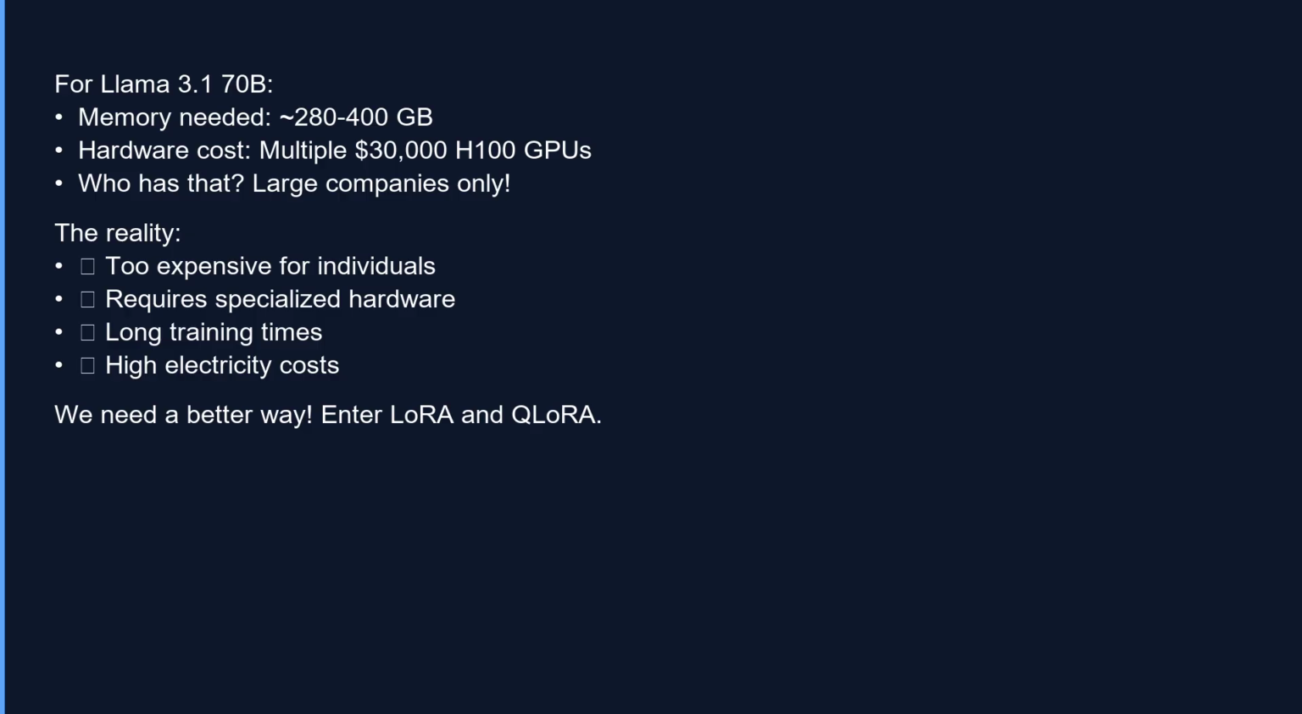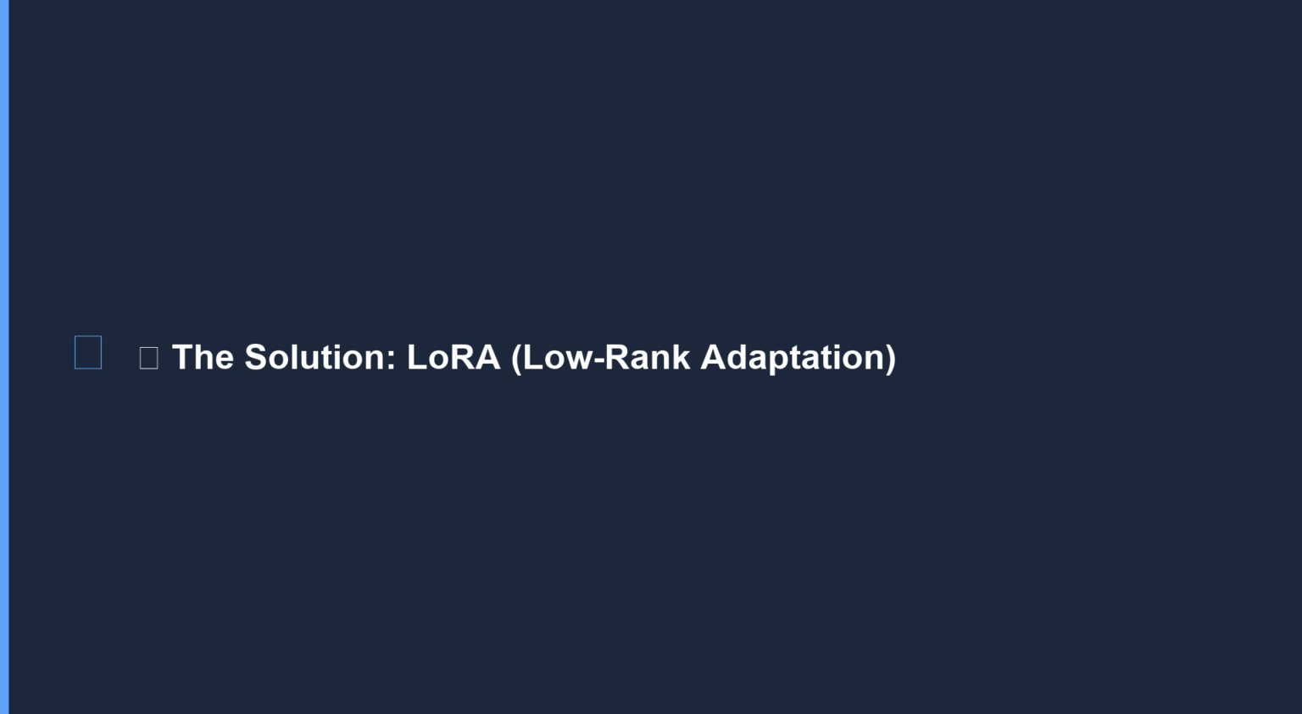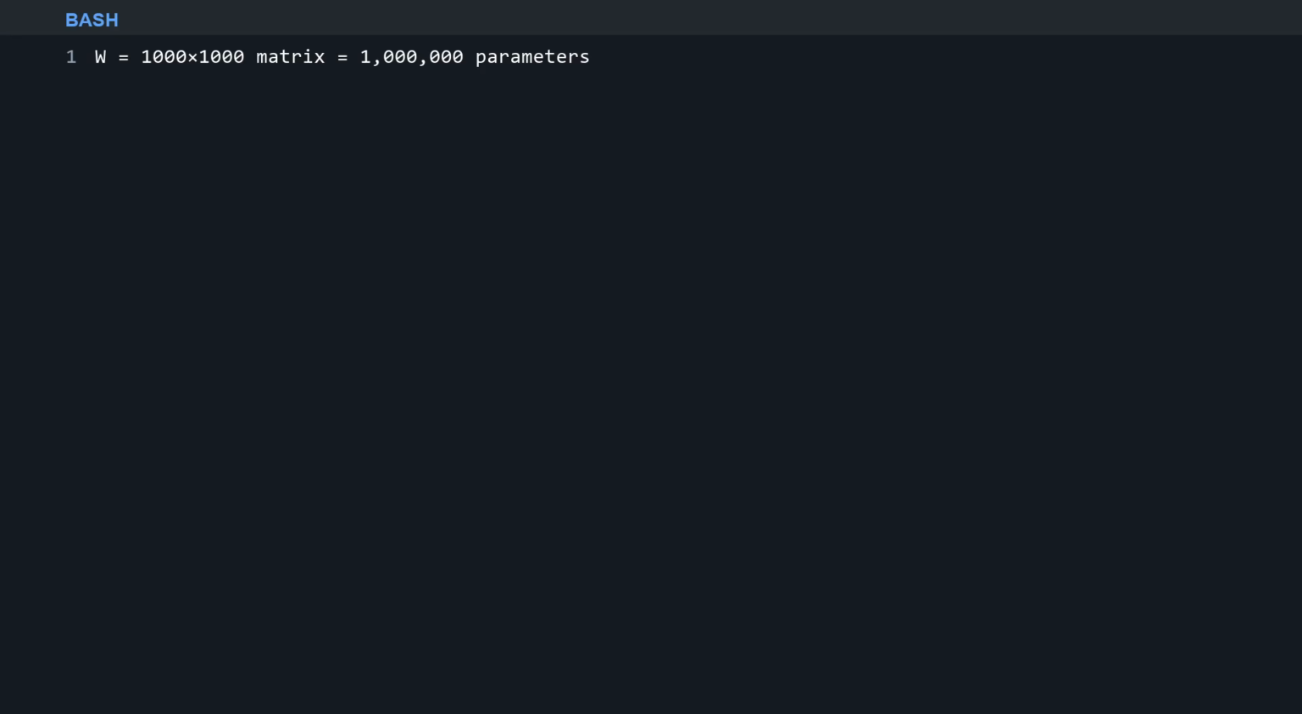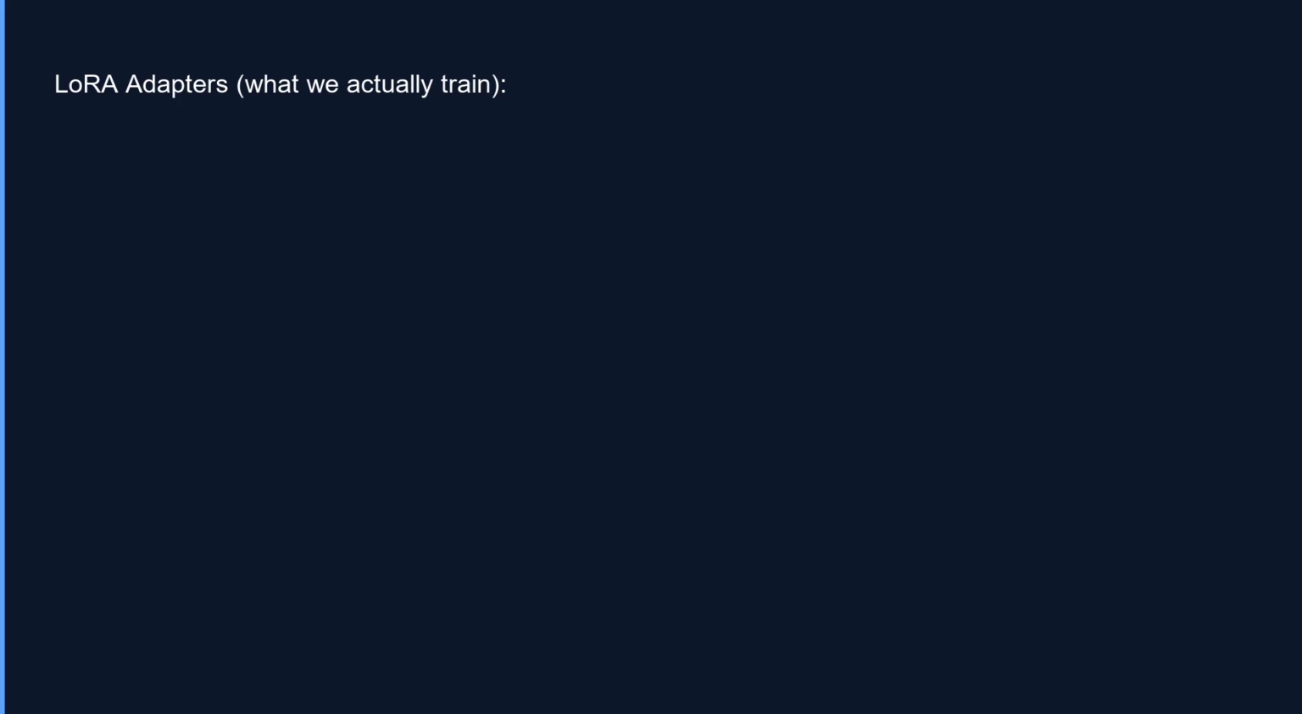Enter low-rank adaptation and quantized low-rank adaptation. Instead of updating all parameters, low-rank adaptation adds small adapter matrices that we train instead. Instead of fine-tuning the actual weights of the models, we are fine-tuning low-rank matrices instead. Low-rank adaptation adapters are what we actually train.